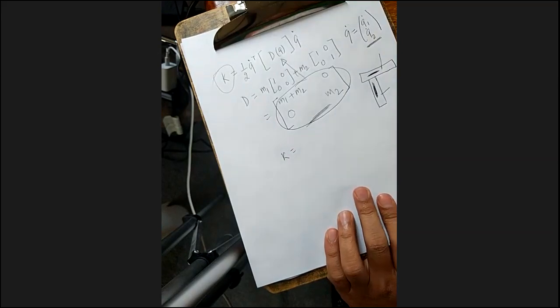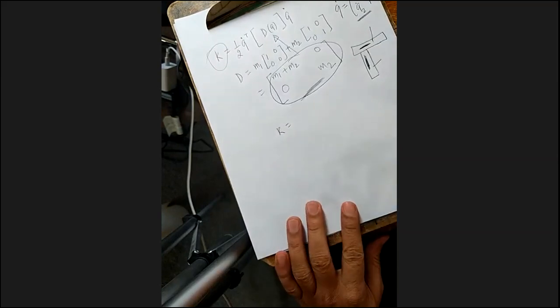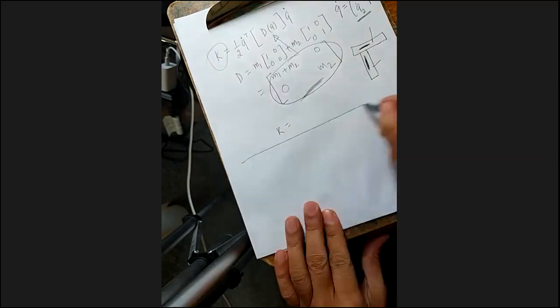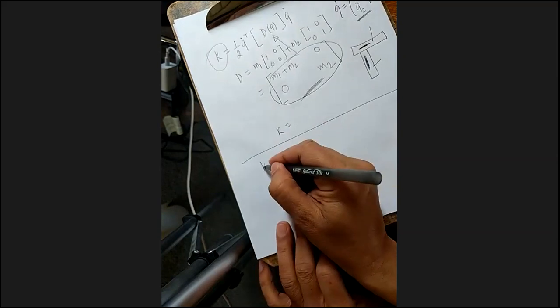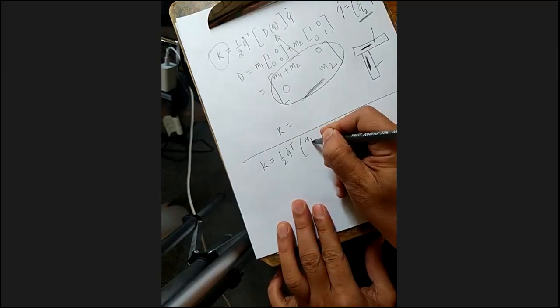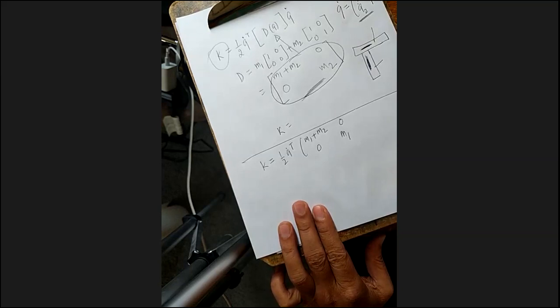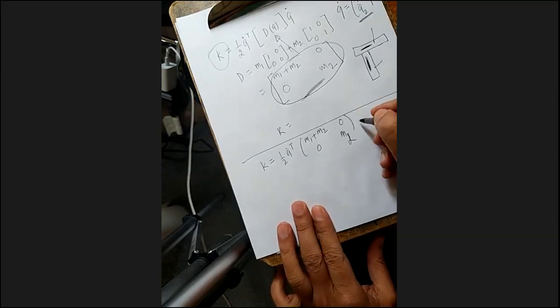Now I'm going to show you how we can rewrite this. Before I proceed, I want to rewrite my kinetic energy. Kinetic energy is 1 over 2 Q dot T, then the matrix M1 plus M2, 0, 0, M2, and then Q dot.